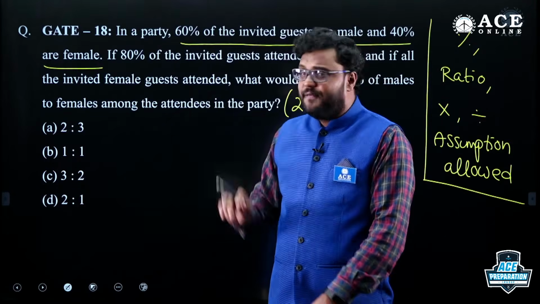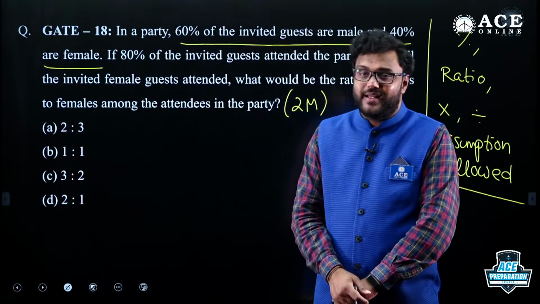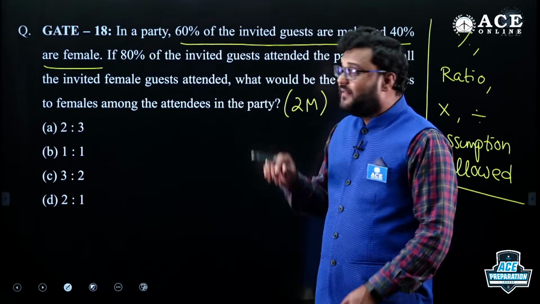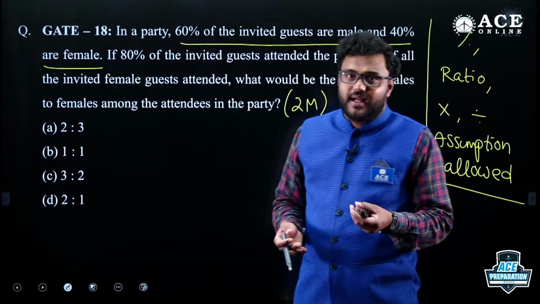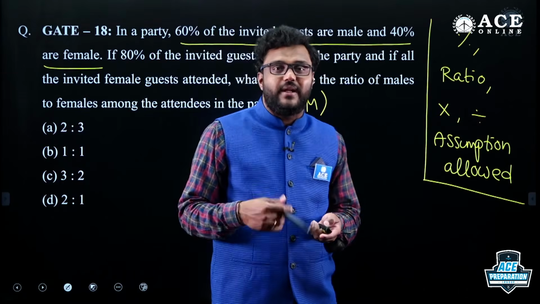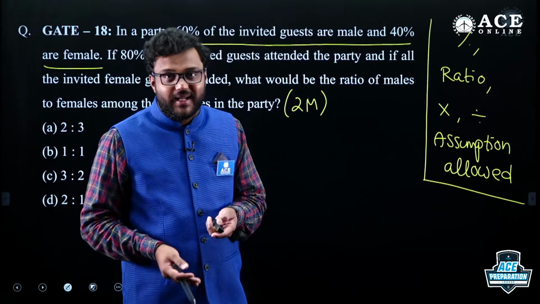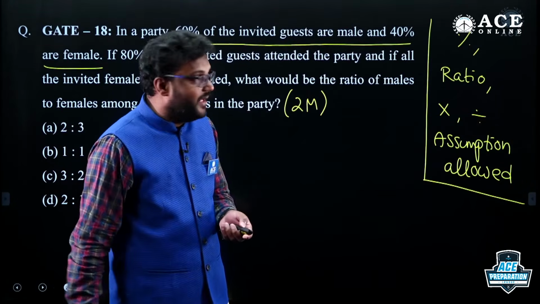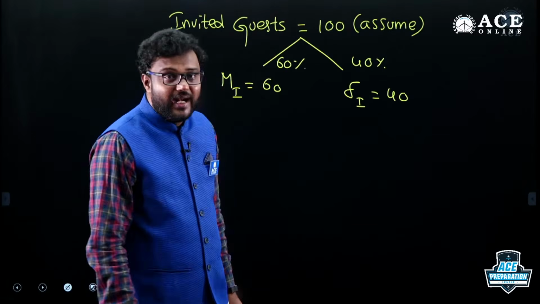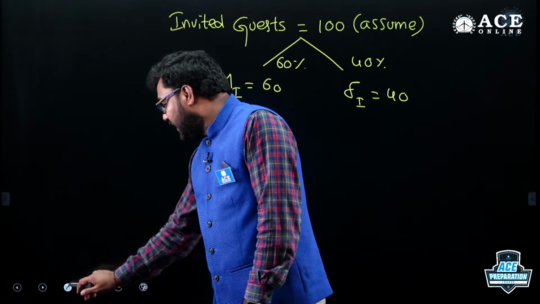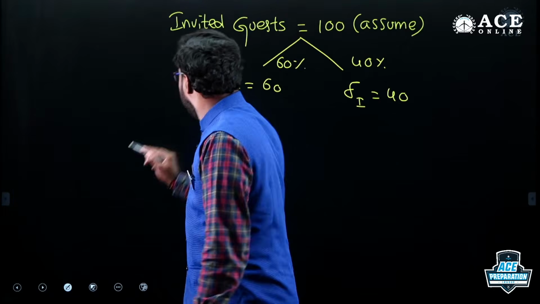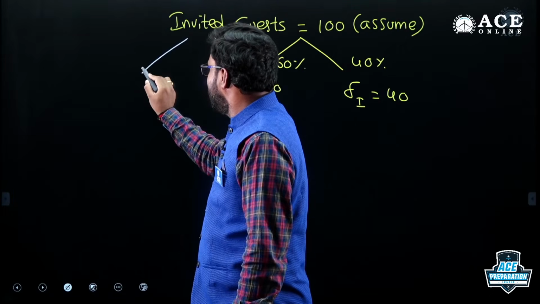60% are male and 40% are female. Now, what they have given is that 80% of the invited guests attended. Yes, see, in any party we don't expect all invited guests to attend. Only 80% attended here. How many did you invite? 100 people you invited. Out of these 100 people, how many attended?